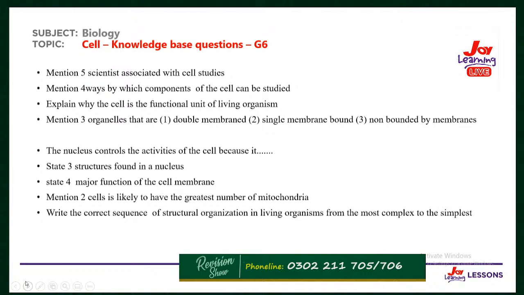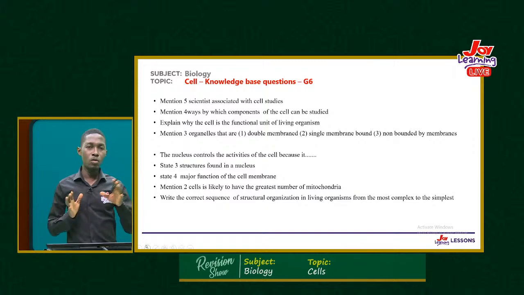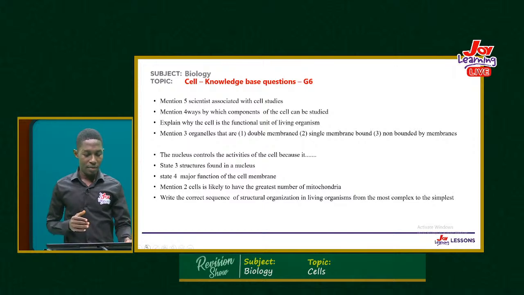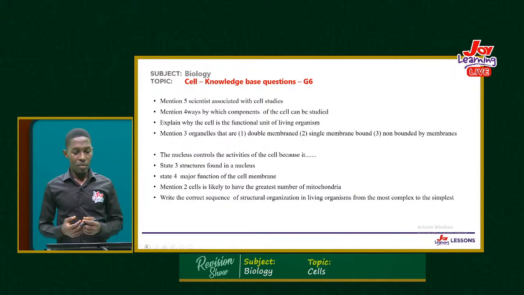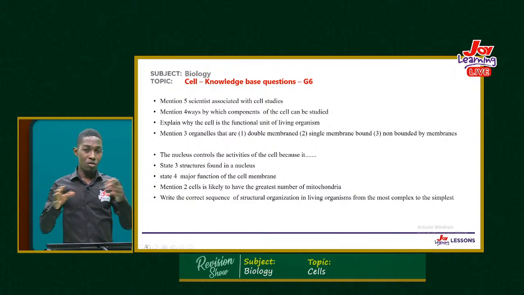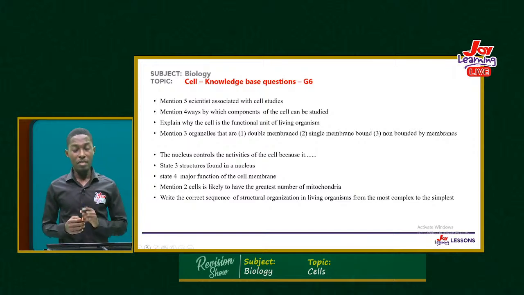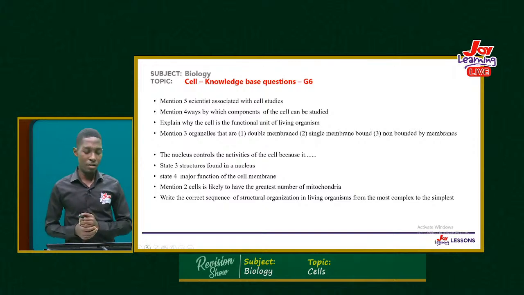Okay. Now let's look at how the section B type of questions are framed. And from this point, we'll use these questions that have come so far to teach. Now, one question that they asked, mention scientists associated with cell studies. Mention 4 ways by which component of the cells can be studied. So how do we study the nucleus? How do we study the mitochondria? Then explain why the cell is the functional unit of living organism. We know the definition, but they ask why is it the functional unit?